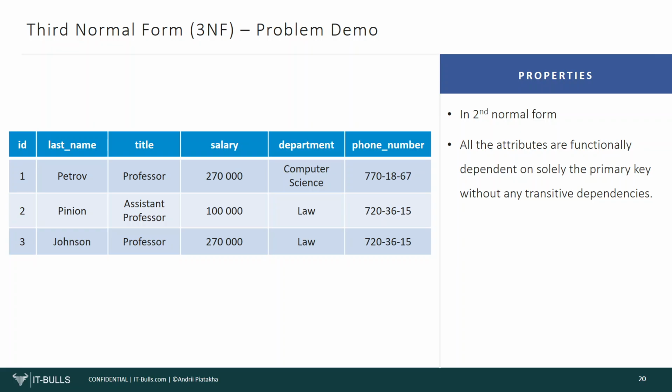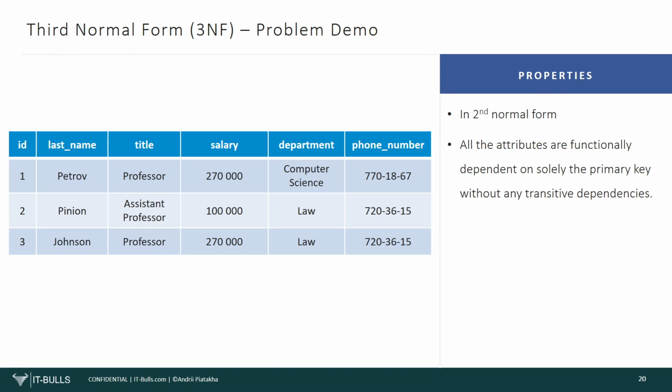Let's try to visualize dependencies here. Salary depends on the title only. It doesn't depend on a specific person. A specific tutor has their own title and works in a concrete department, and they don't have personal work phone numbers. You can contact them using the phone in the department.